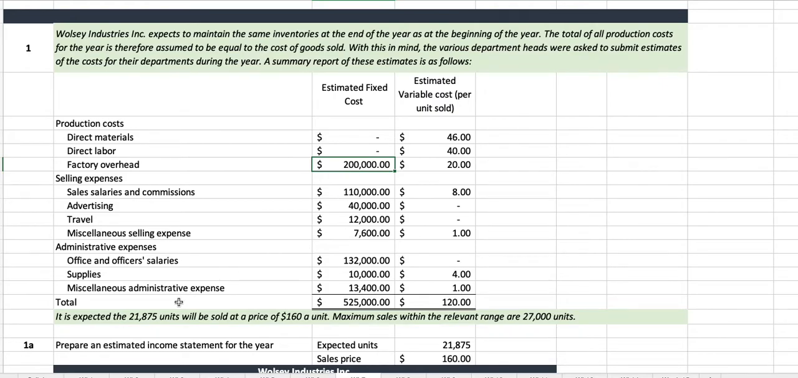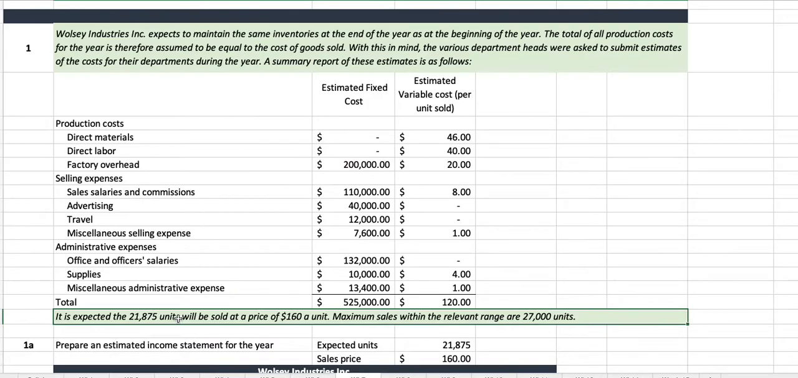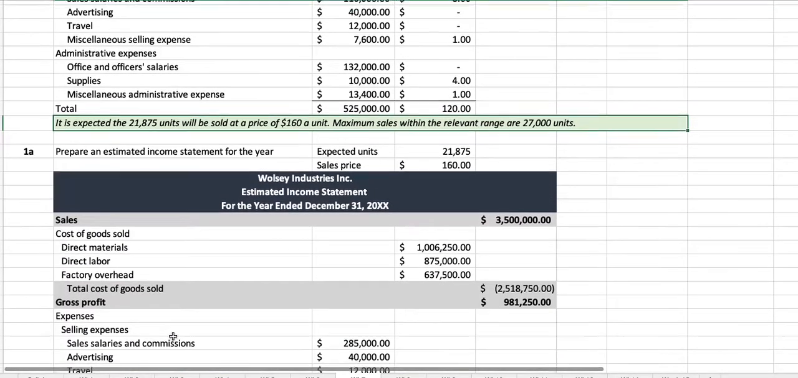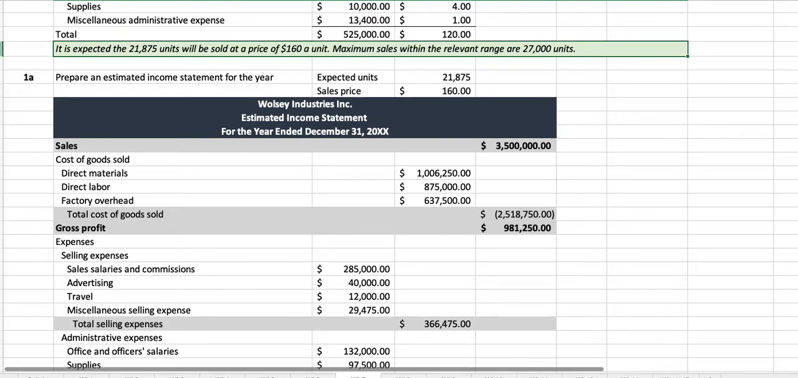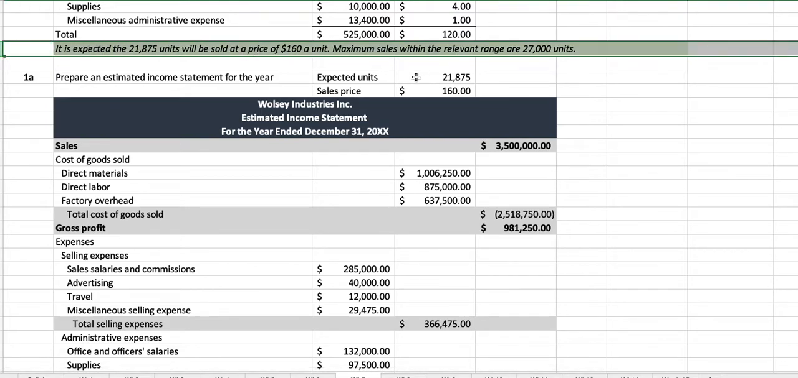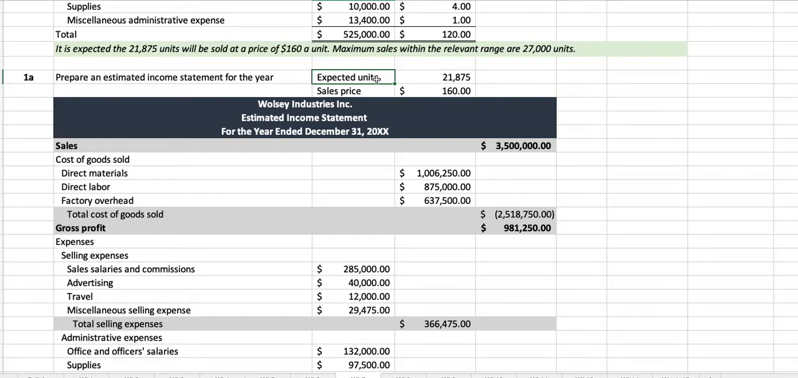We have a final piece of information. And what this tells us is that it's expected that we're going to sell 21,875 units, and we're going to sell it at a price of $160 per unit. So let's go ahead and dive into the estimated income statement for the year. I went ahead and took the information in this row, and I just put it here in my spreadsheet because I know I'm going to have to reference this information a little later.